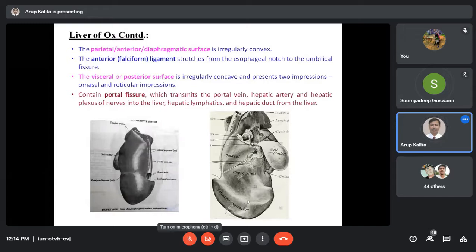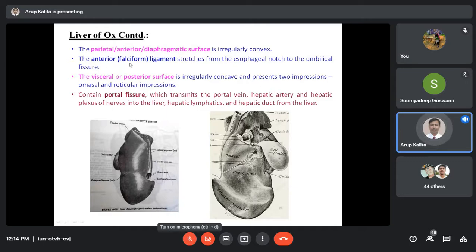Now, the parietal or lateral surface. The parietal surface, or anterior surface, or diaphragmatic surface, there are so many names. It may be called the lateral surface, parietal surface, anterior surface, or diaphragmatic surface. In practical class, I will show you the position, then you can understand very well. This surface is irregularly convex. You see, this is convex.